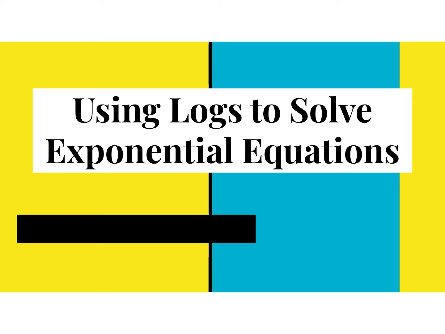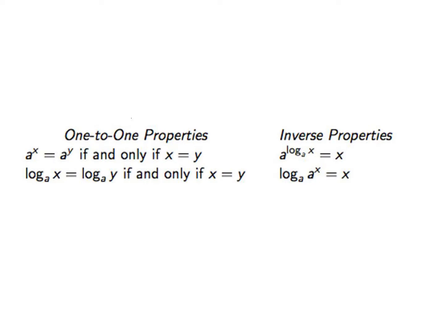In this lesson, we're going to use logs to solve exponential equations. Let's look at the one-to-one properties. If we have a to the x is equal to a to the y, this is true if and only if x is equal to y. Seems logical. So if our bases are the same, then the exponents must be equal to one another.